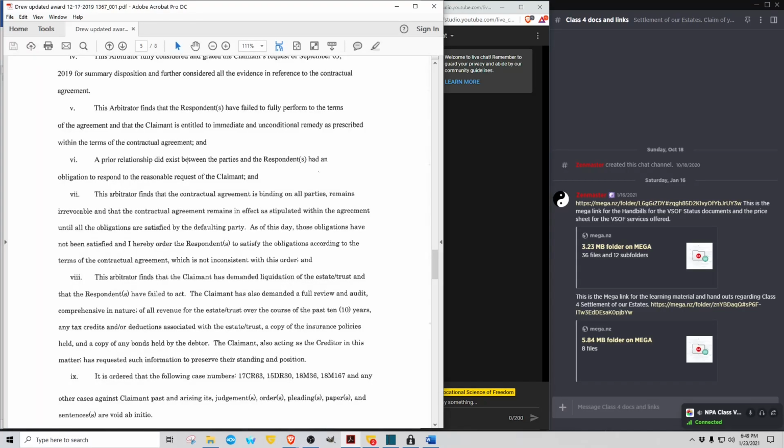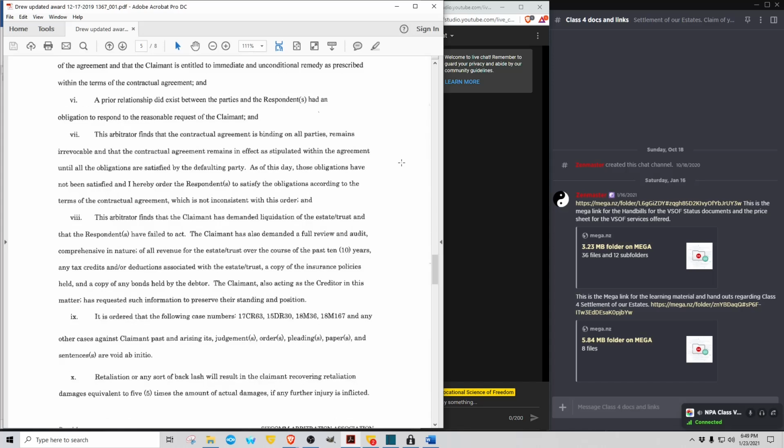A prior relationship did exist between the parties, and the respondent had an obligation to respond to the reasonable request of the claimant. That's right, because I've claimed my estate. You continue to administer it. You have to respond because of the reasonable request to ask you what the hell you think you're doing.